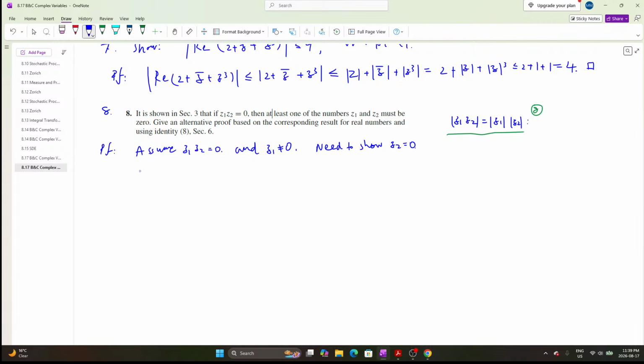By the assumption, you have the modulus of the product z1 z2 is 0. That's 0. And since z1 is non-zero, the modulus of z1 is positive.